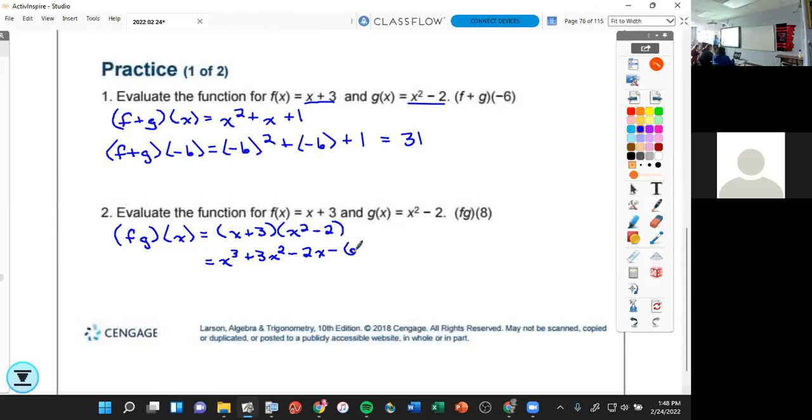Okay. So now fg of 8 is 8 cubed, which is 512, I think, plus 3 times 8 squared, which is like 192 or something like that. So all I've done right now is plugged everything in. And then type that in your calculator and press enter, right?